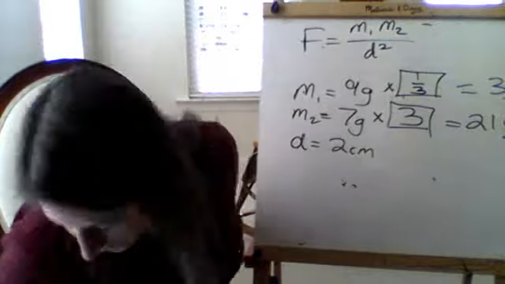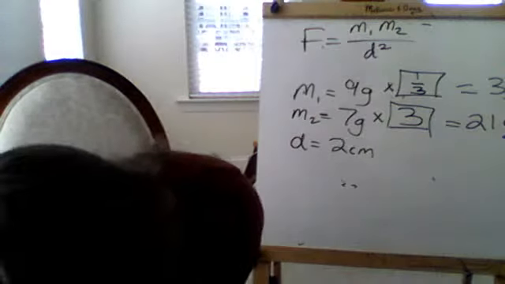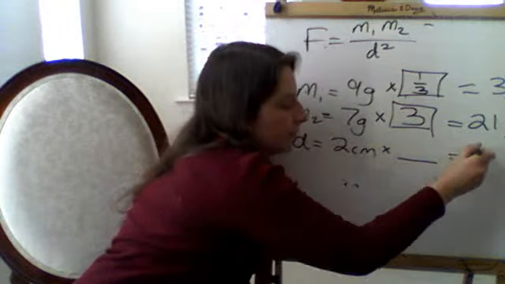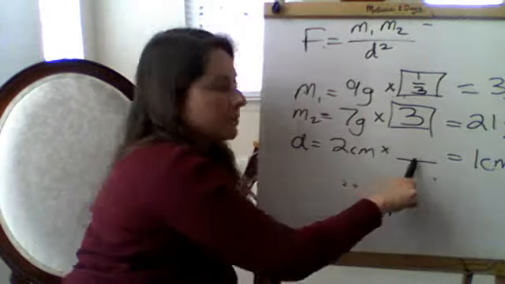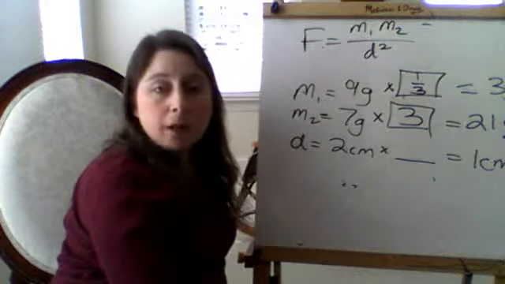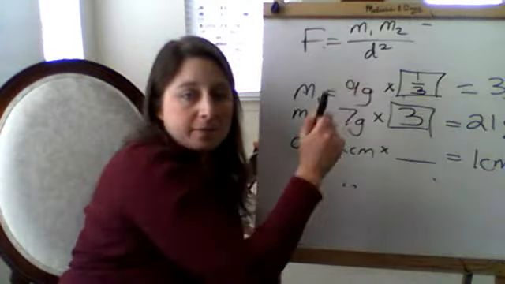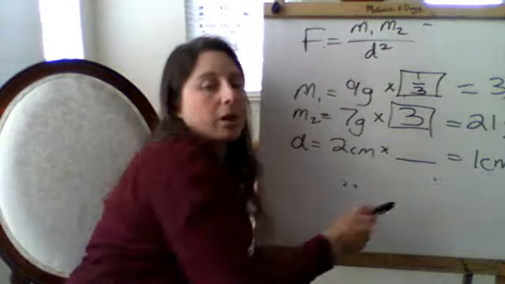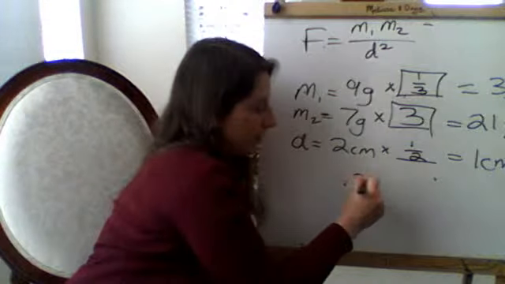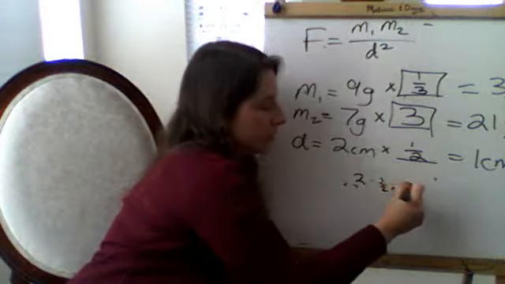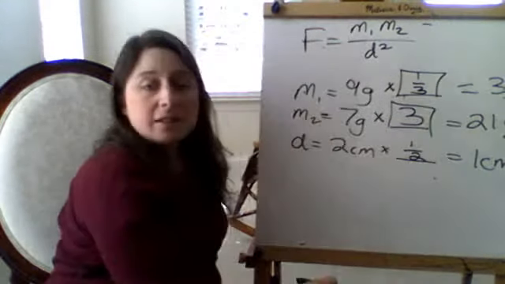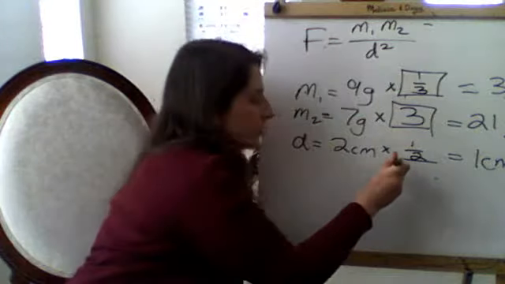And then the distance goes to 1 centimeter. Okay, so 2 times what gives you 1? Well, when it's shrinking, you have to multiply again by a fraction, just like this first mass, right? So 2 times what is going to be 1? Well, 2 times 1/2 is 1, right? 2 times 1/2 equals 2 over 2, which is 1. So the factor of change for that distance is going to be 1/2.